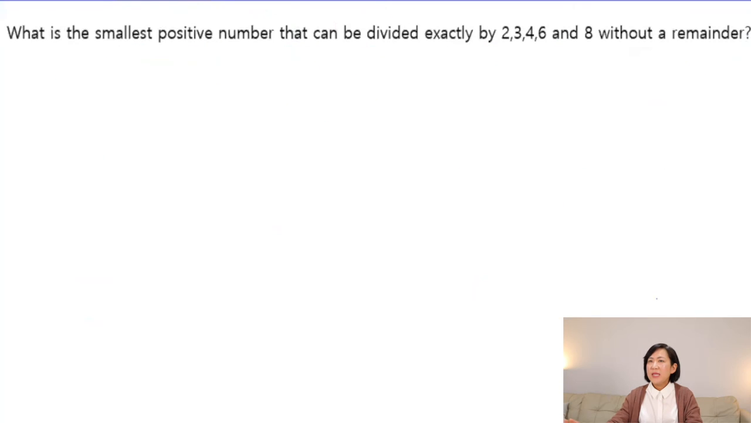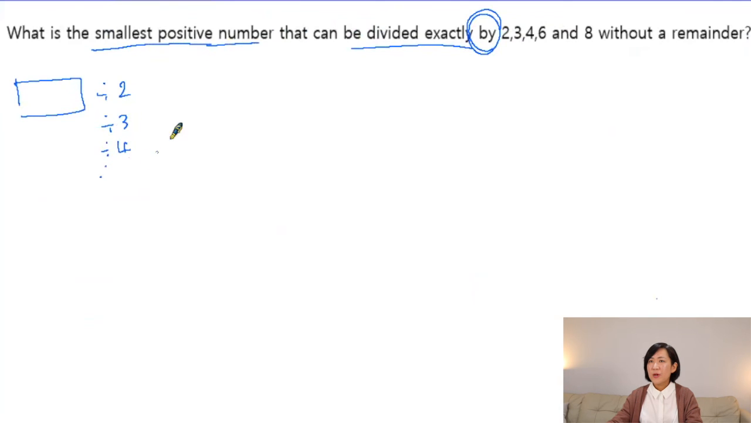numbers. Now, what is the smallest positive number that can be divided exactly by 2, 3, 4, 6, and 8 without a remainder? So again, let's double check our keyword, smallest number. Then you can divide by these numbers. It will be the big number. Now, let's think about it: you've got a number, then you divide the number by 2, divide by 3, divide by 4, 6, and 8. That means, is it LCM or HCF? Yes, it's LCM because you're looking for the multiples of 2, 3, 4, 6, and 8, right?